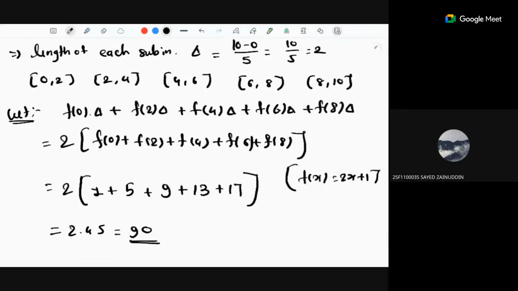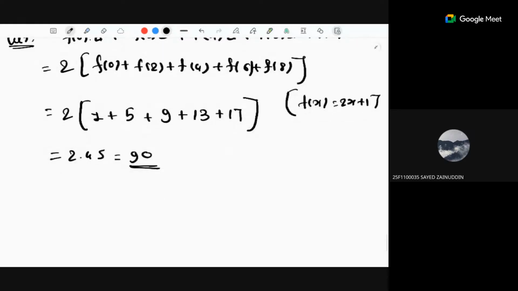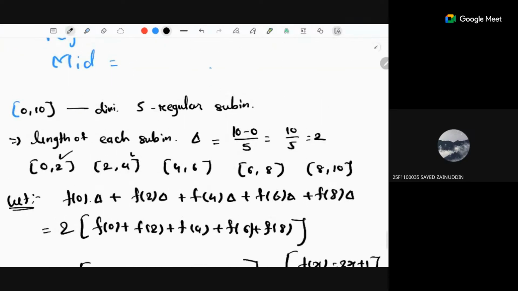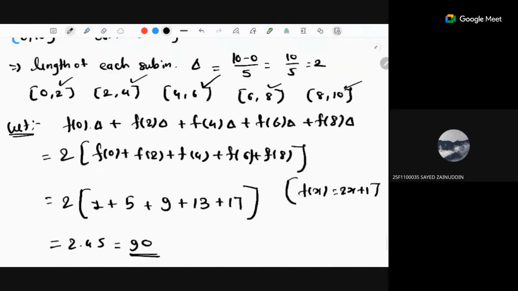Similarly, you can calculate the right Riemann sum too. In right Riemann sum, we'll take the right endpoint as the function value and the same delta. So I'll take delta common again. So right endpoints will be f of 2, f of 4, f of 6, f of 8 and f of 10. These will be the right endpoints. See, 2, 4, 6, 8, and 10 are the right endpoints.